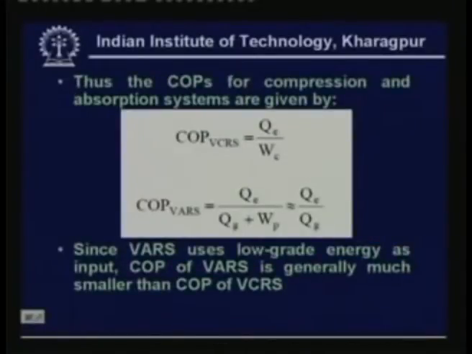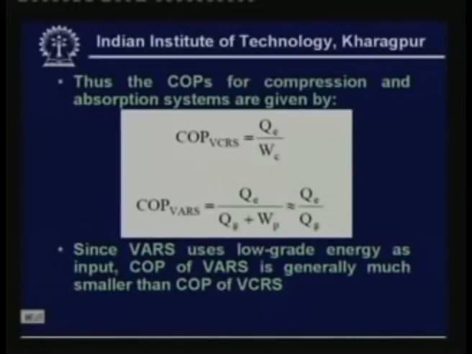So, if you are defining COPs just like for the compression system, you can see that the COP of a compression system is defined as the refrigeration capacity divided by the power input to the compressor, WC, whereas for the vapor absorption system you have two inputs and one output. Output is QE, input is the heat input QG plus work input WP. And as I have said, WP is negligible compared to QG. So, COP of absorption refrigeration system is almost equal to QE by QG only, that means refrigeration capacity divided by the heat input to the generator. This is the major difference between compression and absorption systems in terms of COPs.